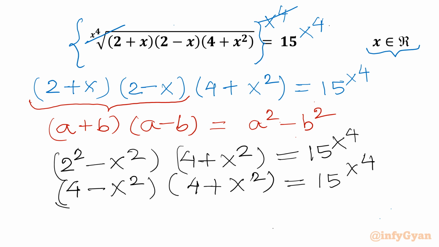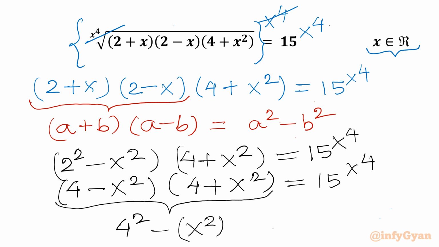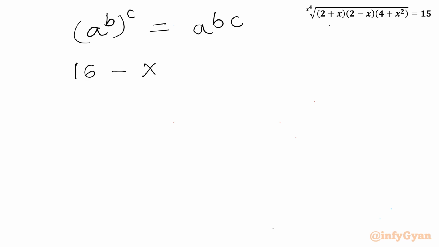Now again it is a minus b times a plus b. We will apply the difference of two squares identity. It will become 4 square minus x square whole square. RHS will be 15 to the power x to the power 4. So 16 minus x to the power 4. Using the identity a to the power b whole power c, anytime we can write a to the power b times c. So 16 minus x to the power 4 equal to 15 to the power x to the power 4.